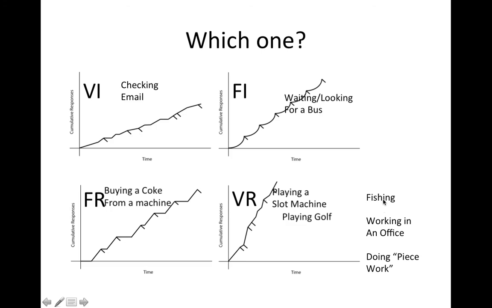Fishing. This is, I think, a little bit controversial. I disagree with your book. I think fishing actually is more time dependent than it is ratio dependent. You don't cast and cast and cast and cast. Often what you have to do is cast and wait. Cast and wait. Cast and wait. I think that fishing is a VI schedule. Maybe if you have a bobber, it's more of a VI schedule than a VR schedule.